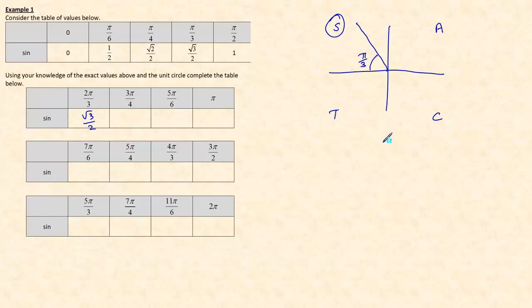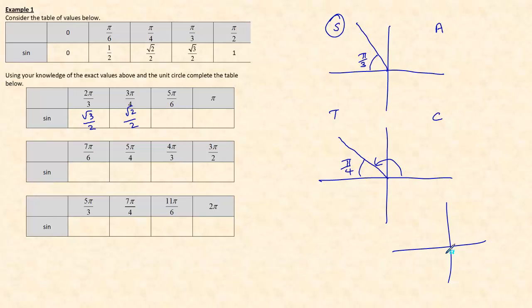Then if we think about the 3 pi by 4, so that's going to be here. So this angle is 3 pi by 4. The acute angle here is pi by 4. So that's just equal to the sine of pi by 4. So root 2 over 2. And 5 pi by 6, if we think about that one. So 5 pi by 6 is just here. The acute angle here is pi by 6. So that one's going to be half.